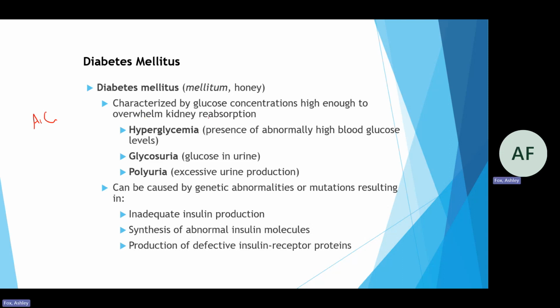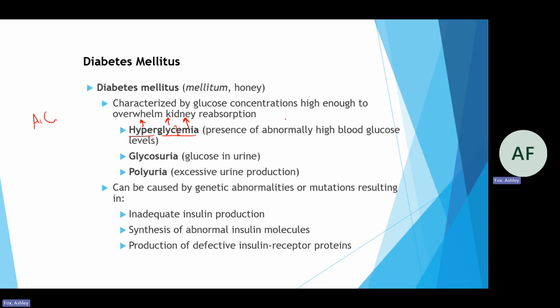What happens with high glucose levels, which is also known as hyperglycemia? Hyper means high, glyc means glucose, sugar, and emia means in the blood. So this is going to be continuously high levels of blood glucose.